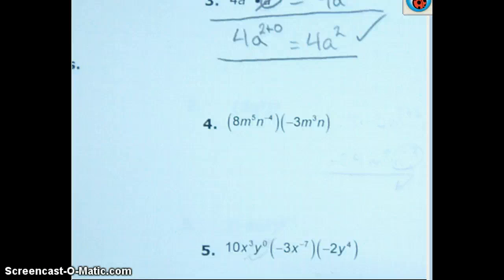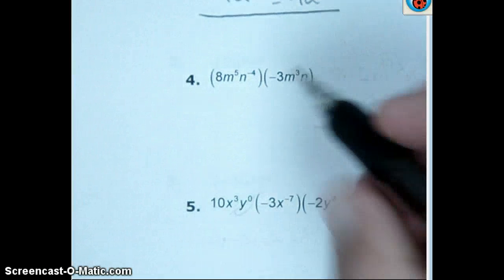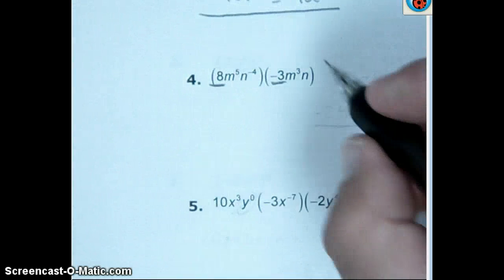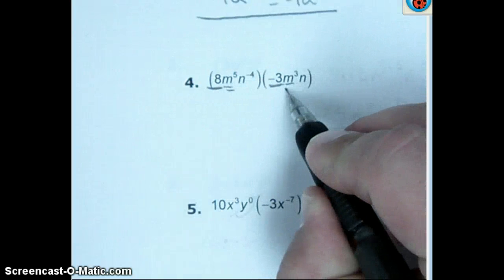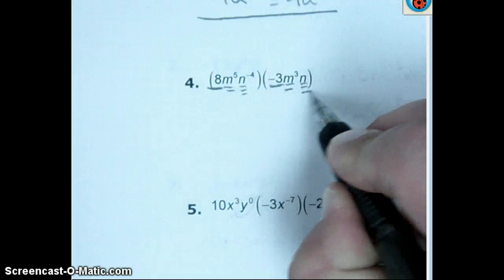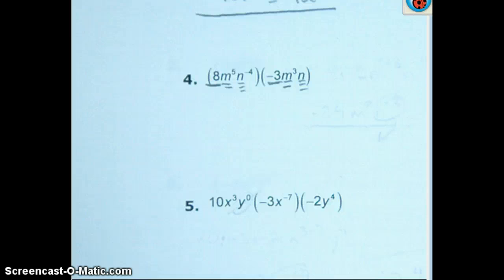Question number 4. That looks like a whole bunch of stuff. I notice in here that I've got some coefficients, and I've got some powers with different bases. Like I've got an m, and then I've got an m. I'm just giving those underlines to let you know that they're different. Now remember, your coefficients have no laws of exponents because they don't have exponents.